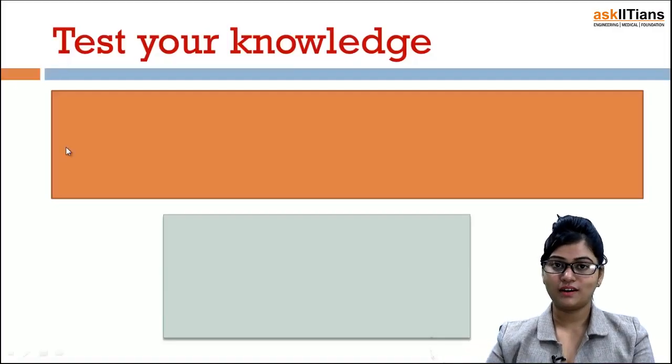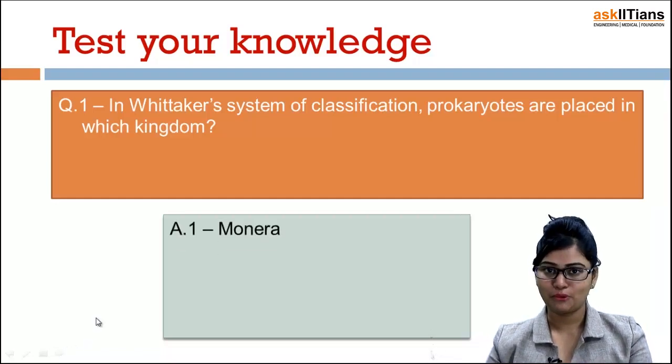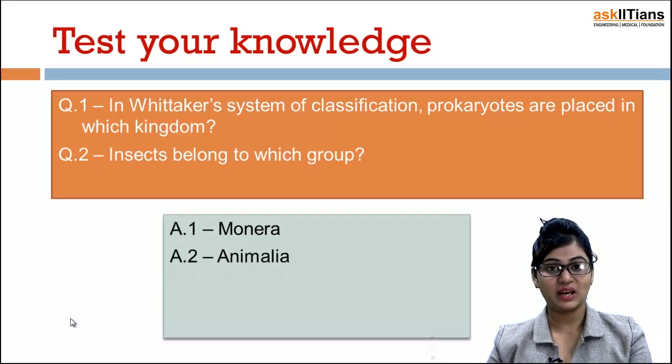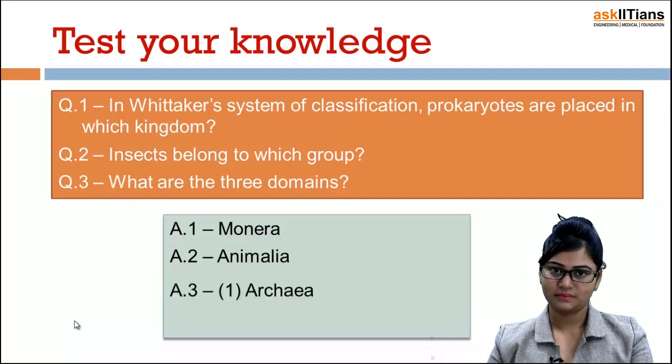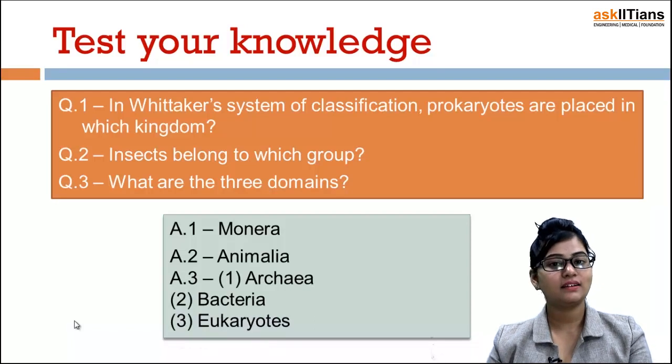Now I am going to test your knowledge. First question I would like to ask you is, in Whittaker's system of classification, prokaryotes are placed in which kingdom? I told you that. Yes, Monera. Insects belong to which group? Think. Yes, Animalia. Third question, what are the 3 domains? First is archaea, second is bacteria, and third is eukaryotes.